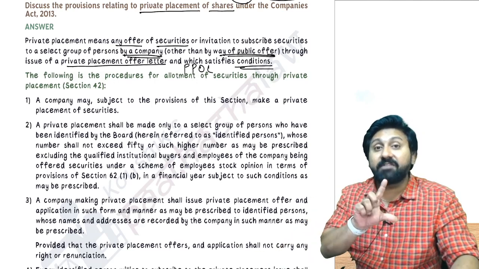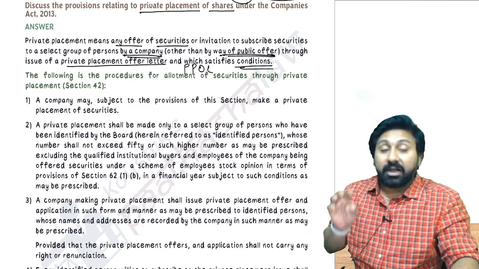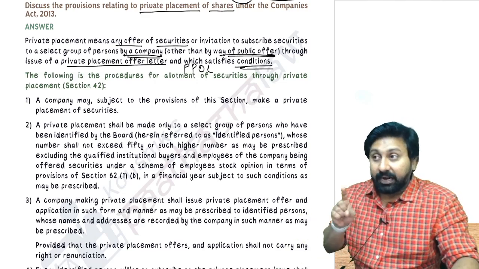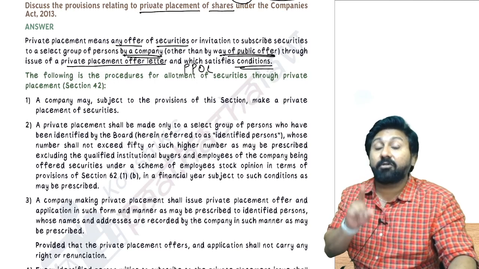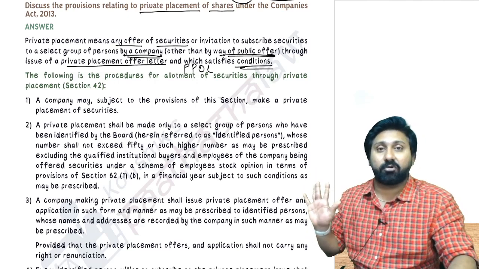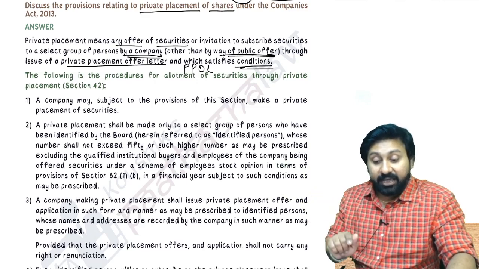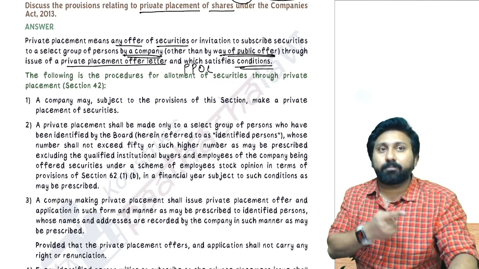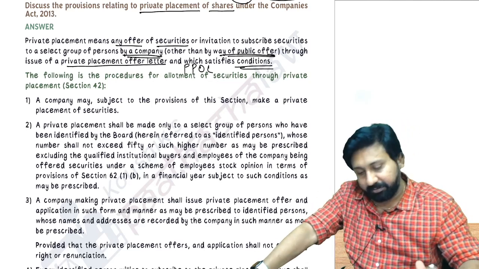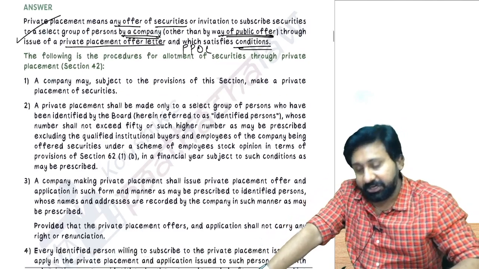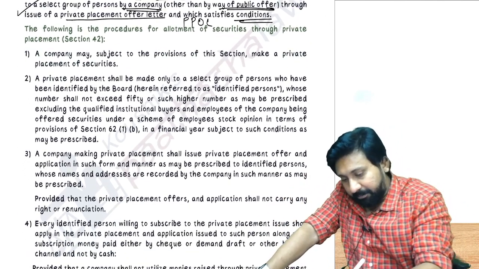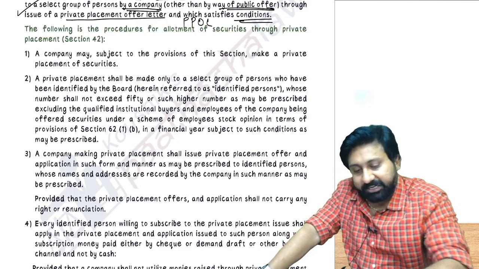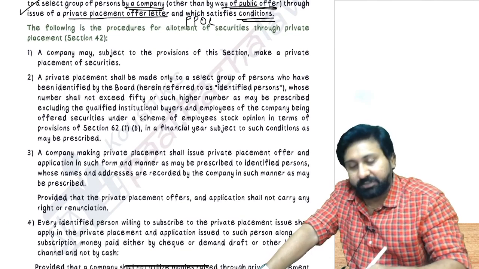Listen carefully. What is the significance of that select group? If a company is going for a rights issue, a company must give offer letter to all the existing shareholders. Okay, but here you can select to whom you wanted to give. Their selection not possible. Here selection of members is possible. Next, conditions. First one, point number 1. Company may, subject to the provisions of this section, make the private placement of securities.